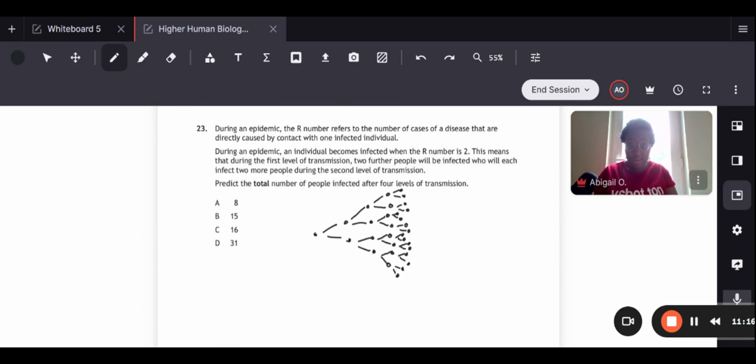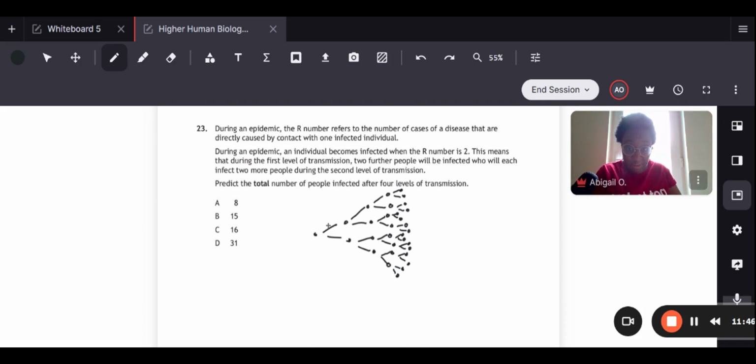Question number 23. During an epidemic, the R number refers to the number of cases of a disease that are directly caused by contact with one infected individual. During an epidemic, an individual becomes infected when the R number is 2. This means that during the first level of transmission, 2 further people will be infected, who will then infect 2 people each, and so on and so forth. Predict the total number of people infected after 4 levels of transmission. So I've already drawn out this little diagram here of this person who's gone on to infect all these different people.